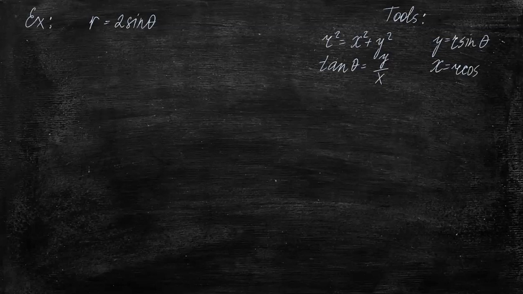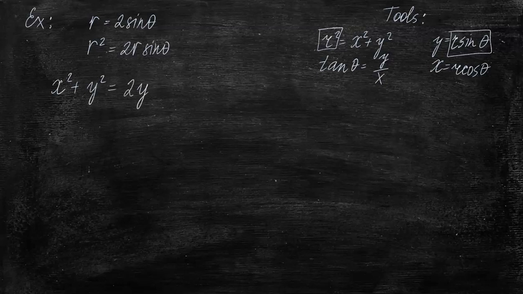R is r, the radius, the radial coordinate. And in this particular case, we can do this little manipulation. We can multiply both sides of the equation by r. And if you do that, we recognize the r squared on the left and the r sine theta on the right. So we replace r squared with x squared plus y squared, and we replace 2r sine theta with 2y.